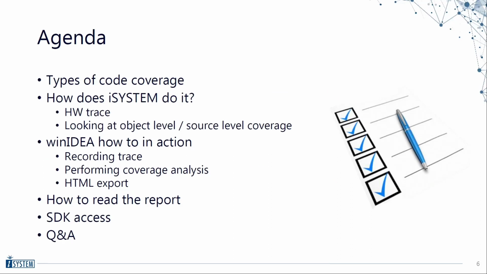Now let's quickly go through our plan for today. I know most of you are probably familiar with coverage, but just in case we have some beginners with us, I'll quickly go through the types of code coverage available with iSystem tools. Next, we'll look how iSystem performs coverage analysis, particularly how code coverage is measured on the object level. After that, I'll show you how this is done in winIDEA. We'll record a trace, perform the coverage analysis, and export it into HTML, and we'll go through the report together. In the end, for more advanced users, I will show how this can be done with our iSystem Connect SDK as well. Finally, I'll answer a few of your questions, and the rest I'll get to over the email shortly.